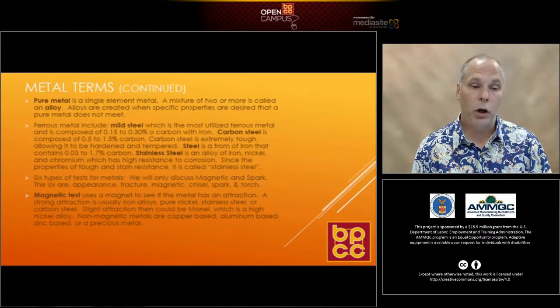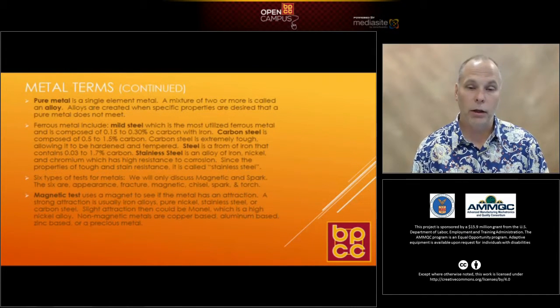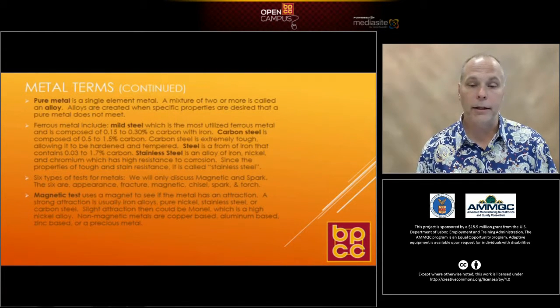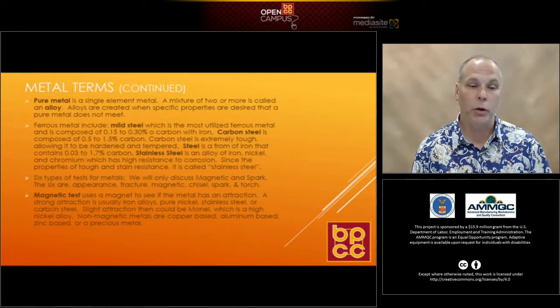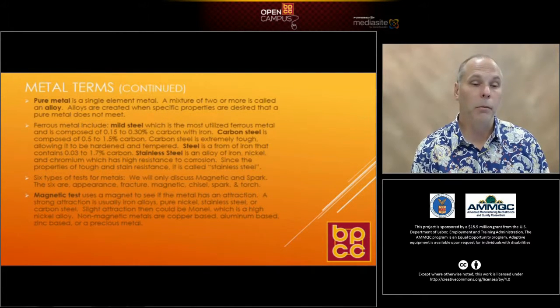Continuing with metal terms, a pure metal is a single element metal. Pure means that there's nothing else added. It is just that type of metal. But if you have a mixture of two or more, then it's called an alloy. Alloys are created when specific properties are desired that a pure metal does not offer. Sometimes you have aluminum alloys. For the rims on a lot of cars, you want lightweight but you want strength, so you have an aluminum alloy to make up your rim.